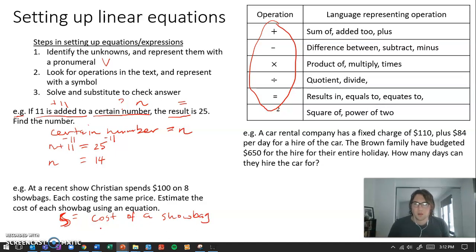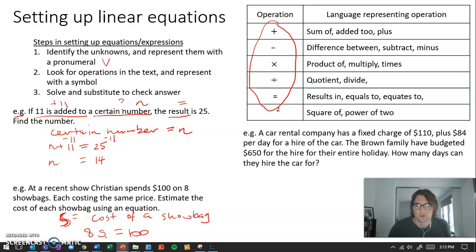We know they're each the same price, so I'm going to have eight show bags, because they're all each the same. 8 show bags is equal to 100, because I've spent $100. 8 show bags is equal to $100. So now I've got 8S is equal to 100.